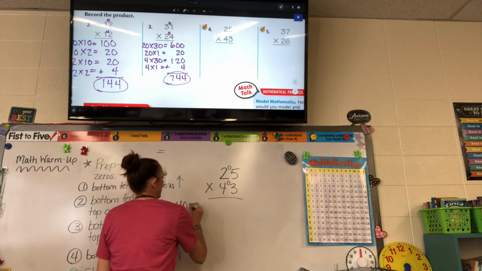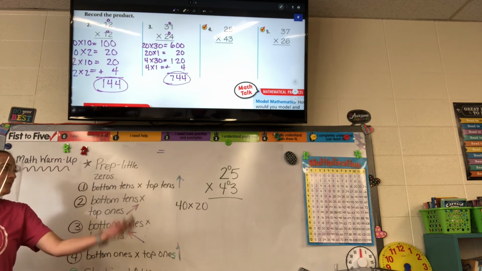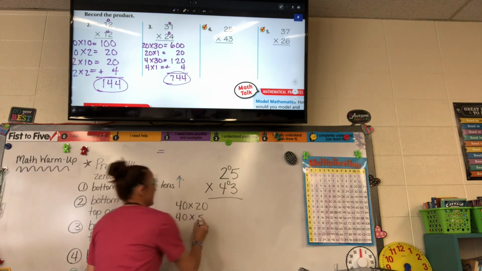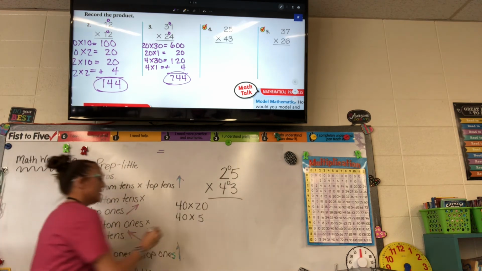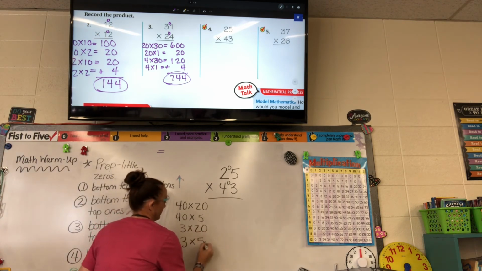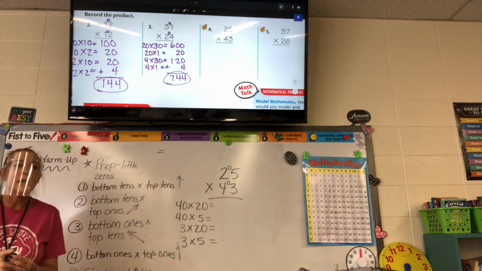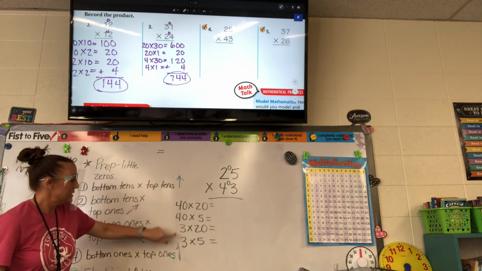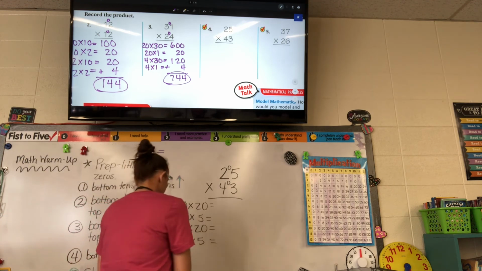40 times 20. Then 40 times 5. Nice. Okay, then 3 times 20. 3 times 20. Then 3 times 5. Beautiful. And if you always start with the bottom, you can check after you get your 4 problems done and go same, same, same, same, different, different, different, different. Okay? All right.